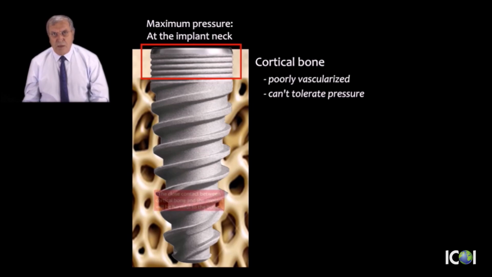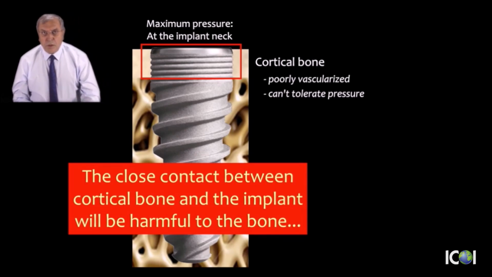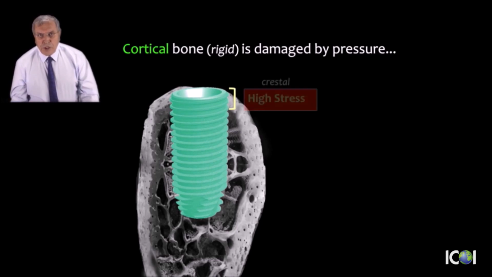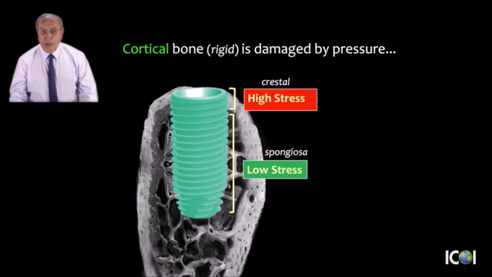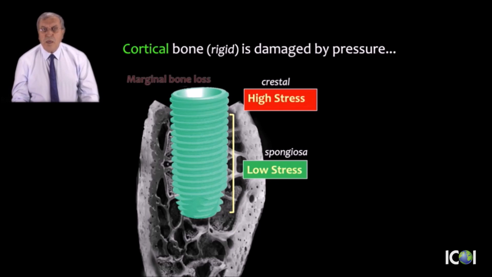And then it's obvious that the close contact between the cortical bone and the implant will be harmful to the bone. When you place an implant into a ridge, in the cortical zone there is a high stress. In the spongiosa, there is no stress. And this is why we meet the margin bone loss. The margin bone loss is only because we press the cortical bone.